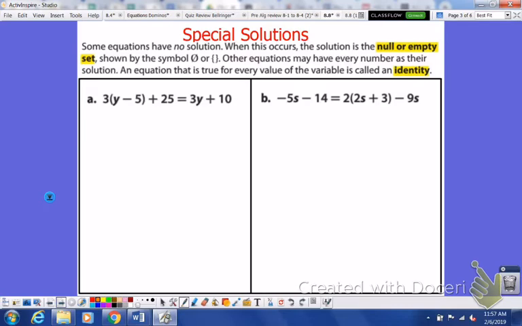Okay, so dissecting this. First off, vocab word here, null or empty set. That is when you have no solution. They mean the same thing. They're not two different definitions. They both mean no solution.